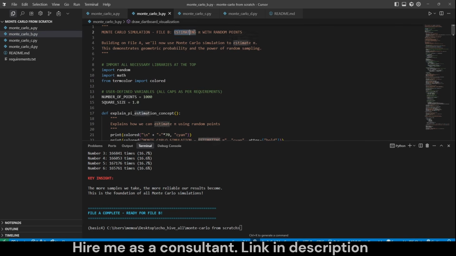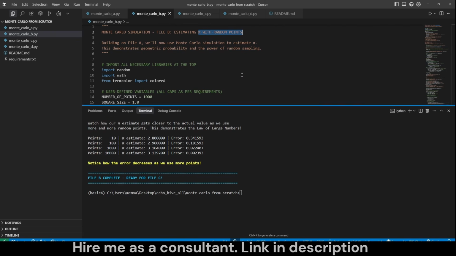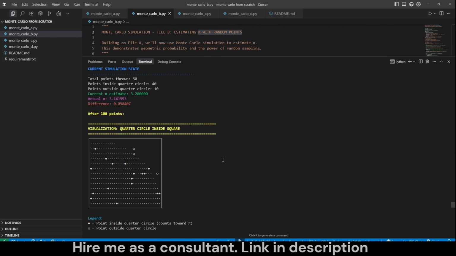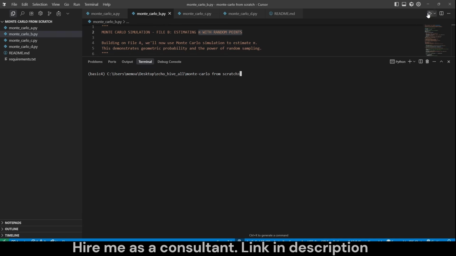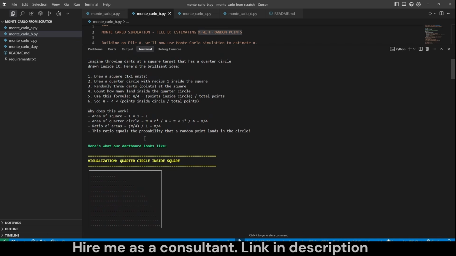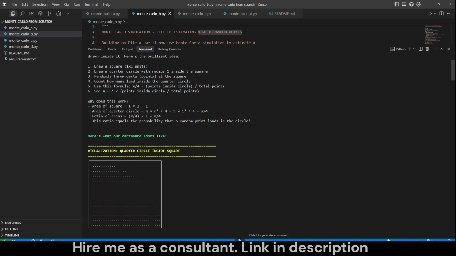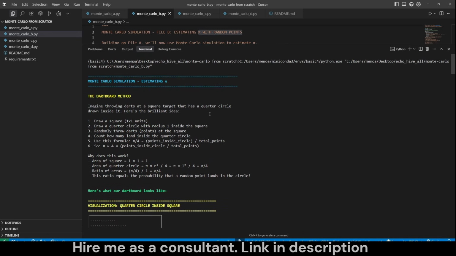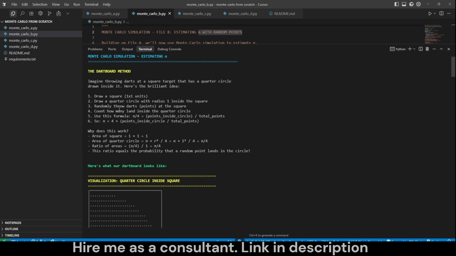So the next one is going to be trying to estimate pi, the number pi, by throwing darts. This is an interesting one. If we just run this, we will see that we are going to draw a square, which is going to be our dartboard, and then we're going to draw a quarter circle inside of it, and then we're going to throw darts. So we first draw a unit square, one by one, and then draw a quarter circle with radius 1 inside of it.